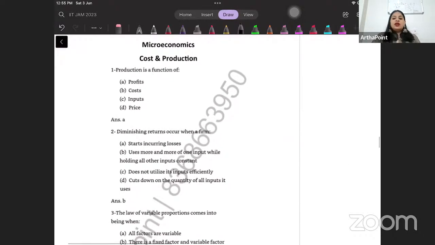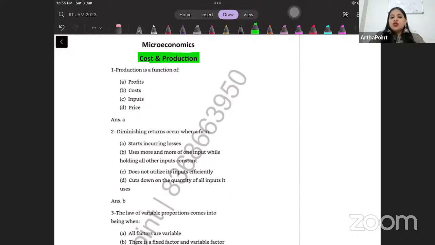Now I will take last few questions. I will take from cost and production. But as I told you, the book is very big. सारे questions तो हम नहीं cover कर पाएंगे, but I am trying to cover some topics out of it.